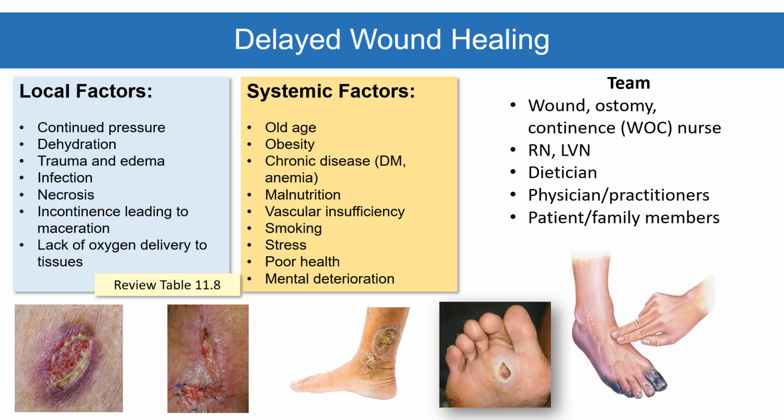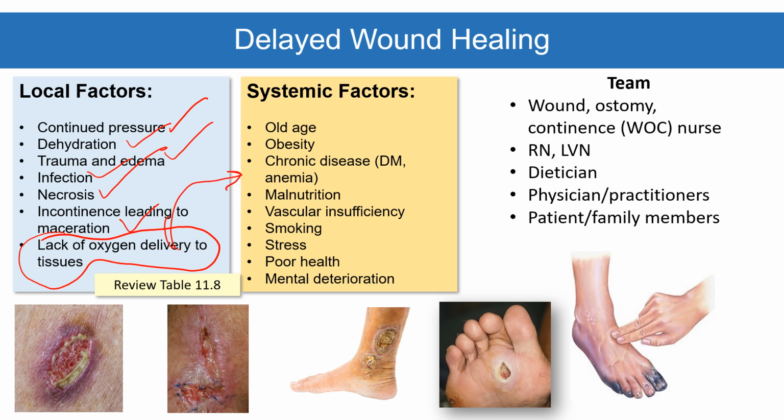Okay, moving on to delayed wound healing. So what causes wounds to not heal as quickly as they should? There's a lot of different factors. So local factors include continued pressure, dehydration, trauma and edema, infection, necrosis, a patient who's incontinent, always wet. That maceration can lead to delayed wound healing, lack of oxygen delivery to tissues. So anything that causes lack of oxygen, like anemia.